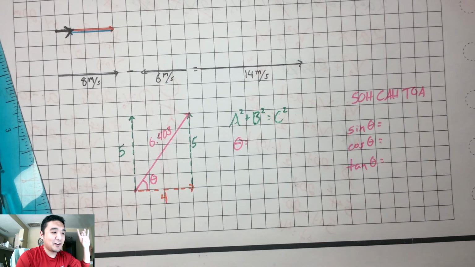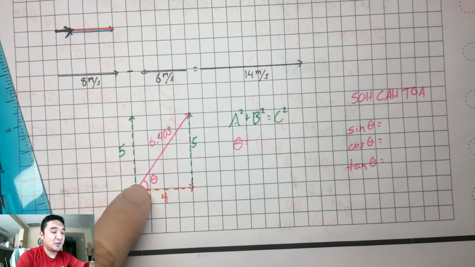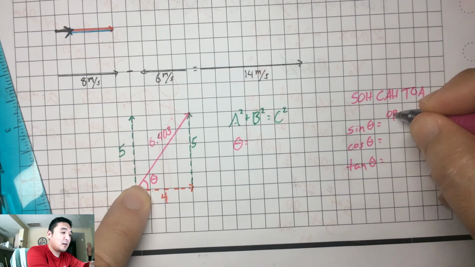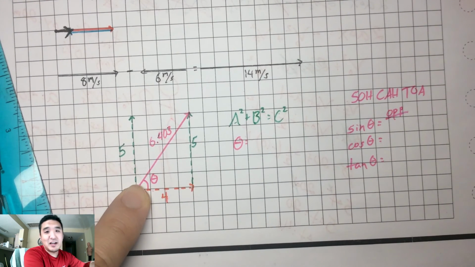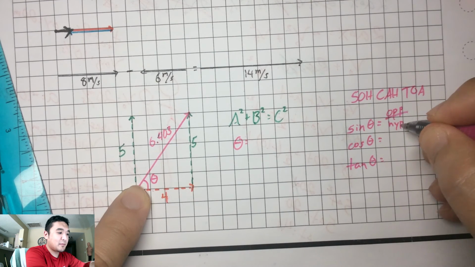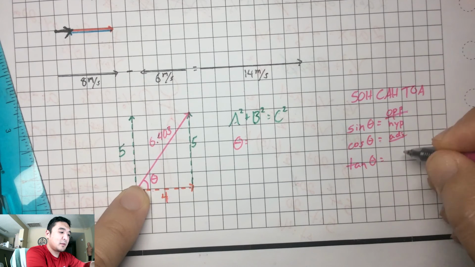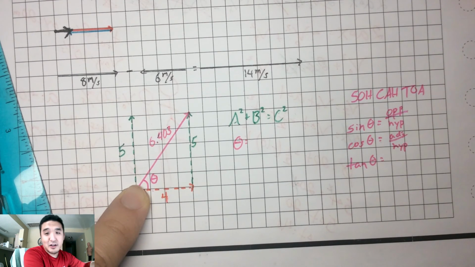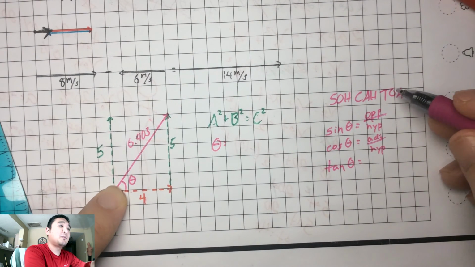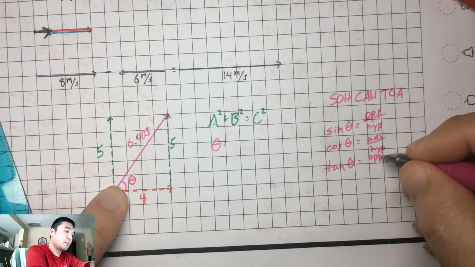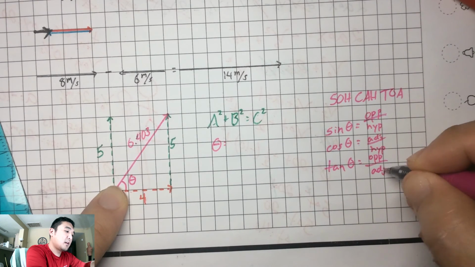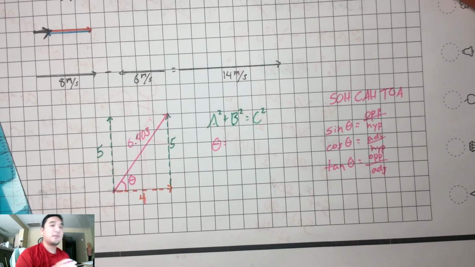The sine of theta is equal to the ratio of the side that is opposite over the side that is the hypotenuse, which is the longest side. Cosine is the ratio of the side that is adjacent over the hypotenuse, the longest side. Tangent is just the ratio of the opposite over the adjacent. Okay, and so we have these three things that we can use to figure out the sides of a triangle.